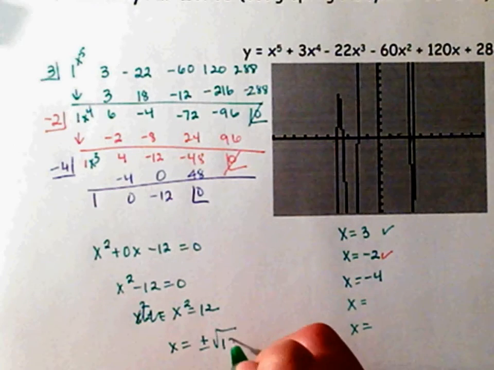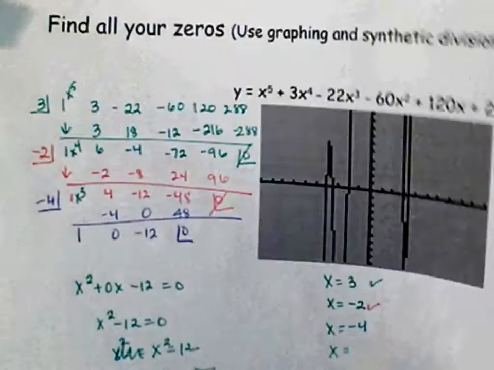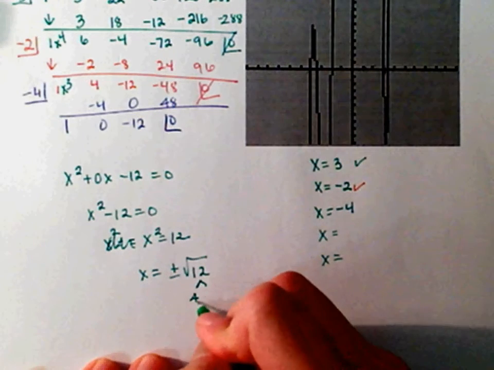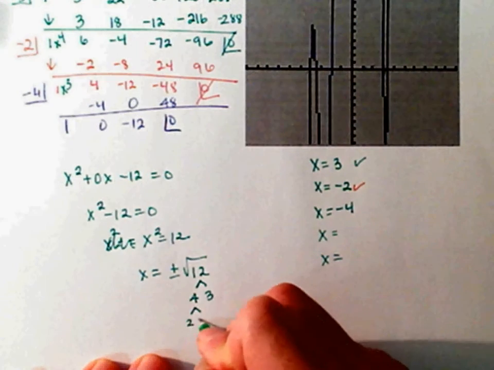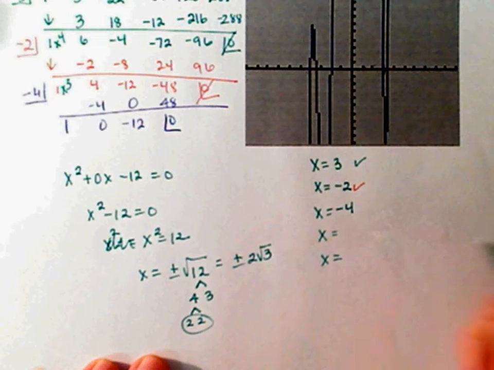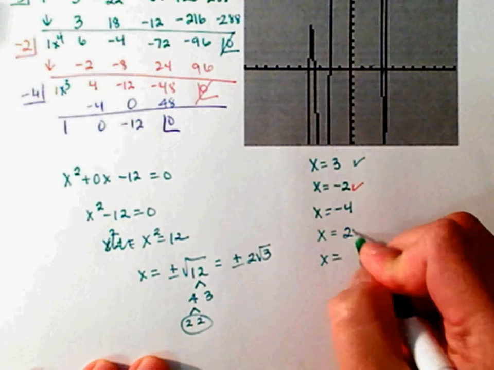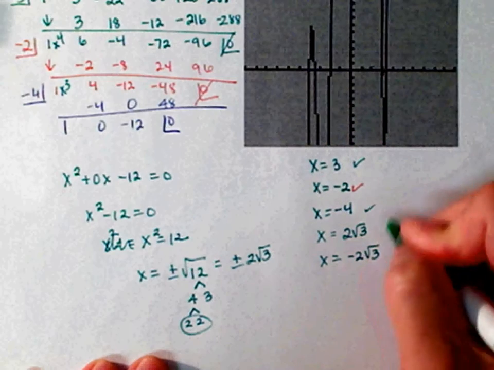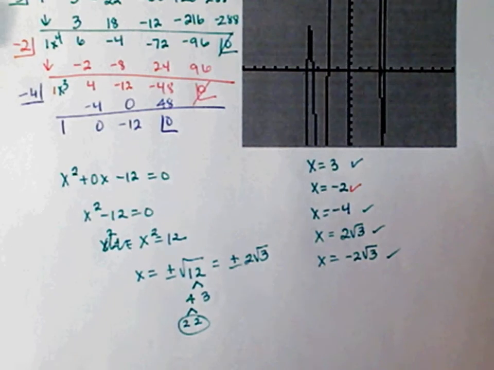Okay? Please simplify. Factors of 12 is 4 and 3. I've got 2 of a kind. So this is plus or minus 2 square roots of 3. So positive 2 square roots of 3 and negative 2 square roots of 3. And there you have your zeros. All right.